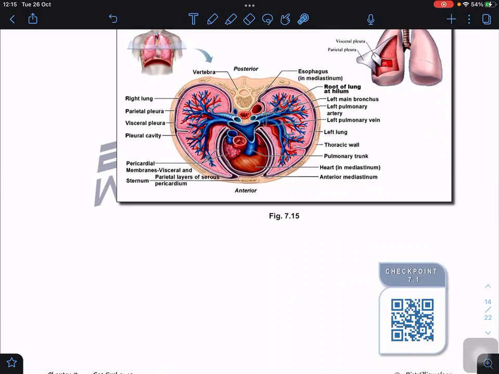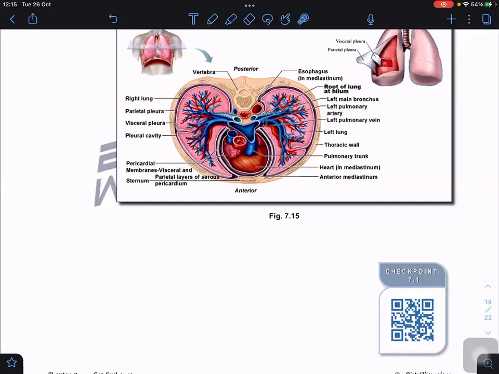In general, from the superior view, you can see that this is the posterior at the back, and anterior at the front. You can see that this is the rib cage. So in the thoracic cavity, you have the right lung and also the left lung. You can see that the heart is somewhere here. Okay. So you have the esophagus.